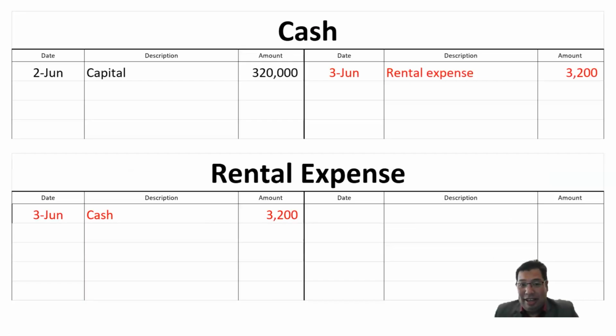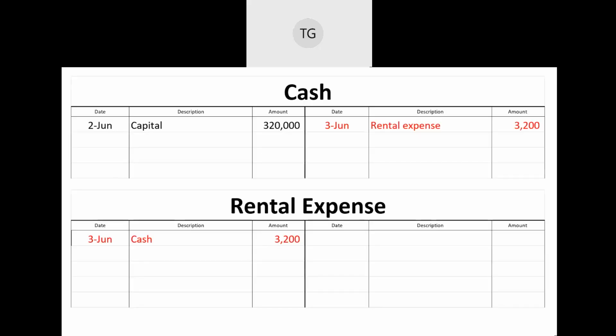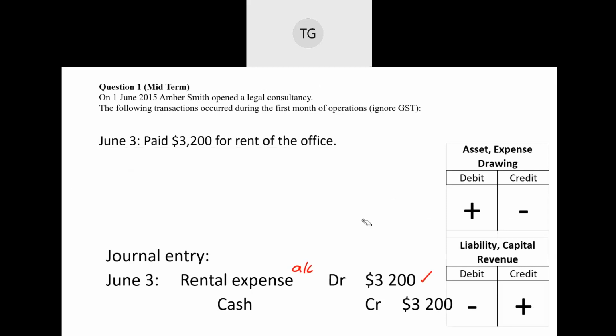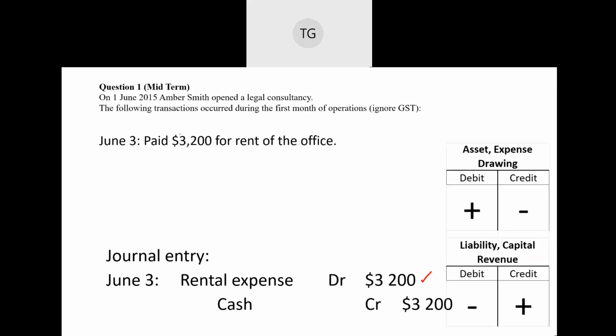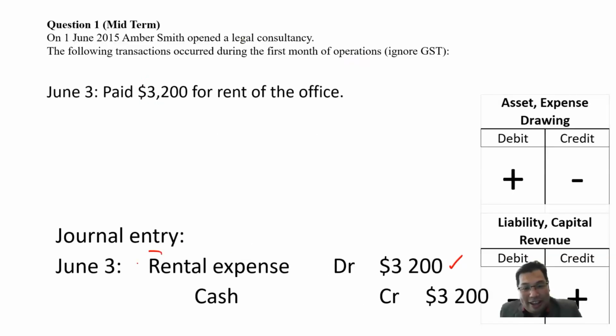We have two accounts here. One is cash, one is rental expense. Am I right? The rental expense is basically expense. I think I have to look at the question. Okay, so we paid for it. So I think the expense went high. So when it goes high, it's debit. Yes, correct. Very good. So when it's debit, you're going to debit your rental expense, am I right?